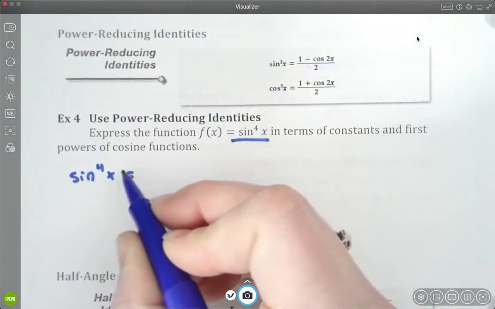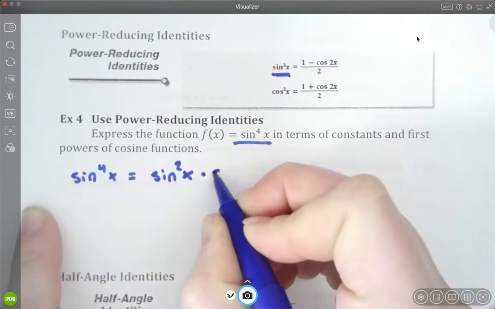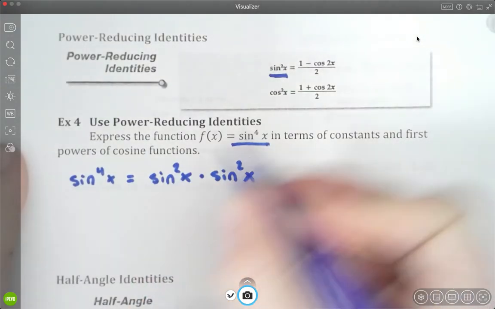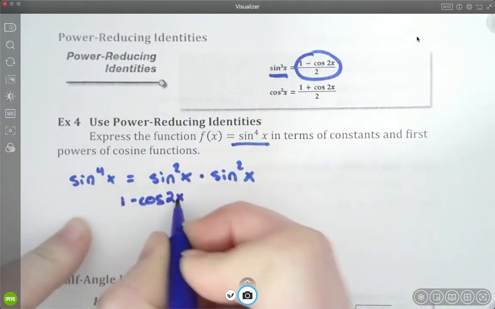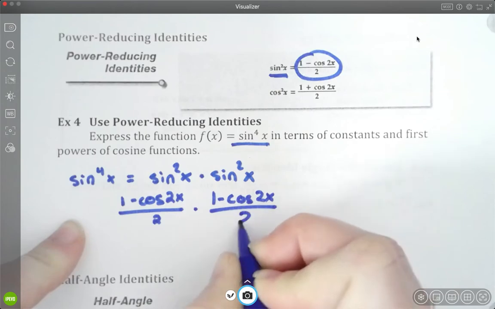So if I only know what sine squared is, this is kind of like sine squared x times another sine squared x, right? That's what sine to the 4th power is. We break it down, okay? All right, now I can plug that in for sine squared, because what we're trying to do is get rid of exponents. Even though this formula for sine squared is uglier than what it was to start with, it will help me get rid of some exponents. So if I plug this in for both of those pieces, I have 1 minus cosine 2x over 2 times 1 minus cosine 2x over 2. So there it is, okay?